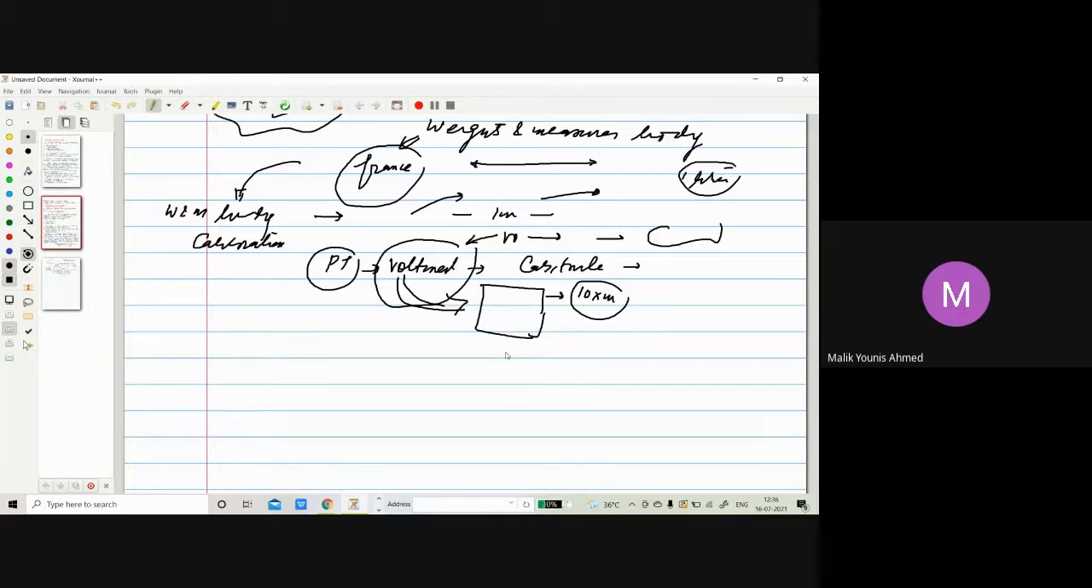We'll stop here only. We have some more things in the open loop control system, and then we'll emphasize the examples of the open loop control system.